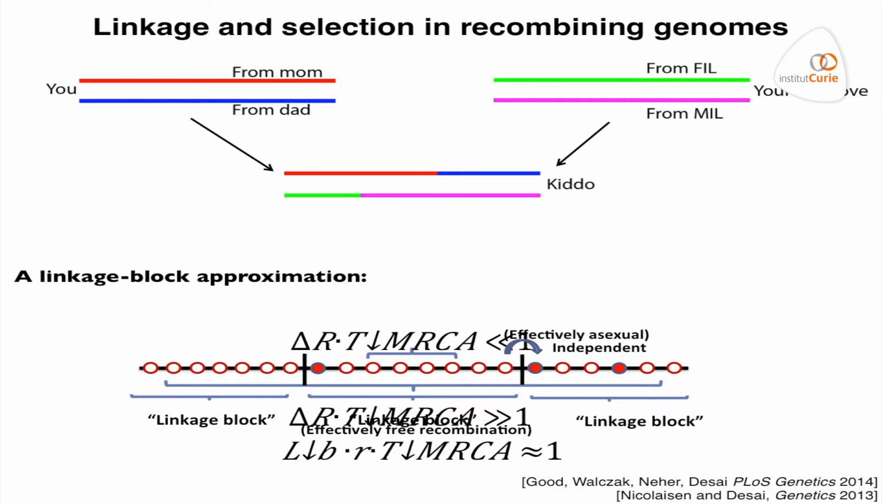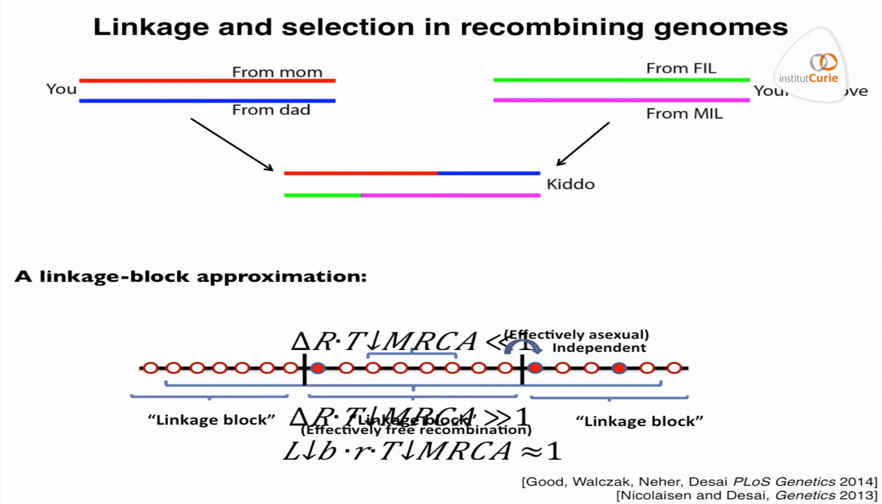And of course, the further you go back, the more these get chopped up by recombination. So the further in the past we go, the shorter these inherited blocks are. And so this gives us the idea to think about all of these things that I've talked about in terms of what I'll call a linkage block.